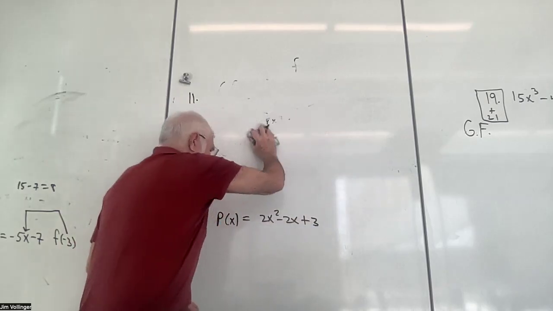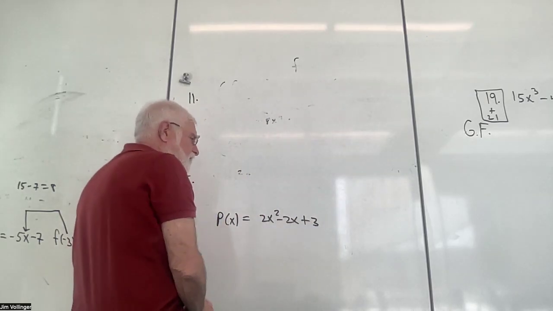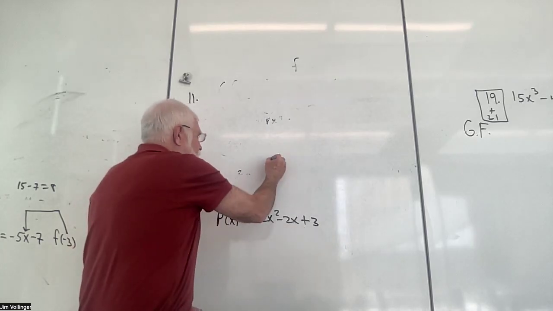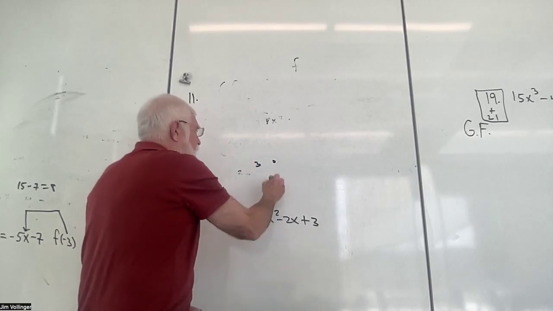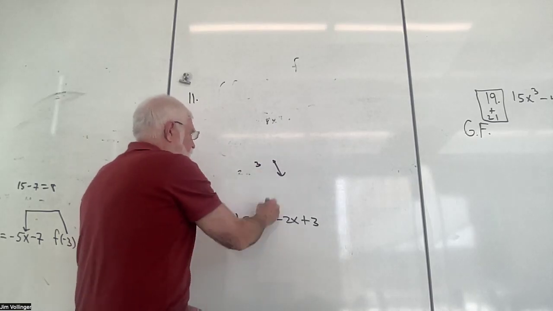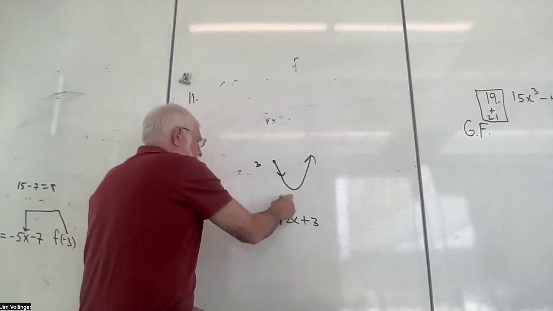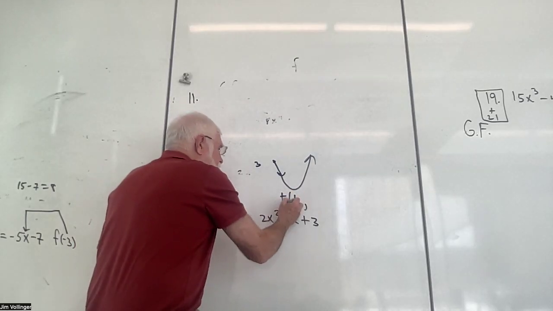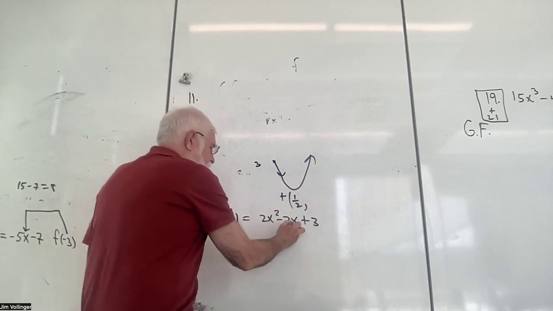Showing how you do it. I think we want the minimum. So what do I see? I see I'm starting at 3. I'm going down at 3, but it's cup shape up. So therefore I know I have a positive minus b over 2a, which in this case is a half. And if I drop a half in here, I get minus 1.